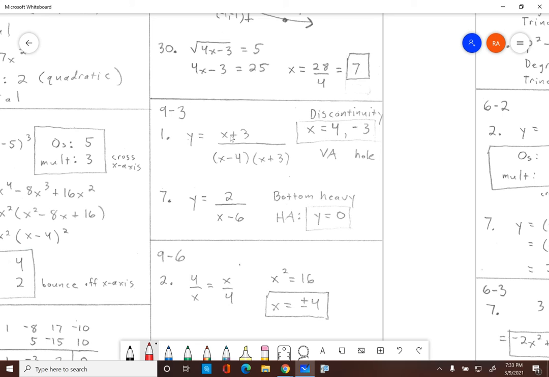If you plug -3 in, you get 0/0. You get 0 over -7 times 0, 0/0. That's our hole. So at -3. So those are both discontinuities on the graph.